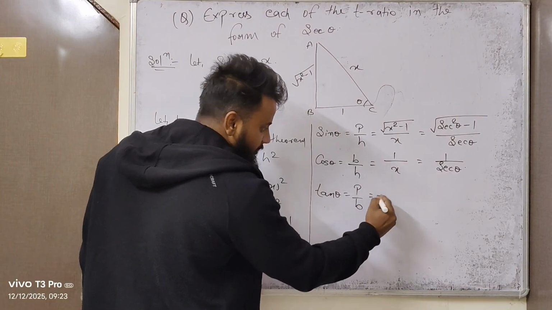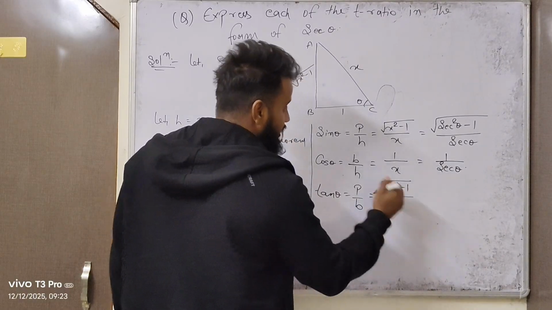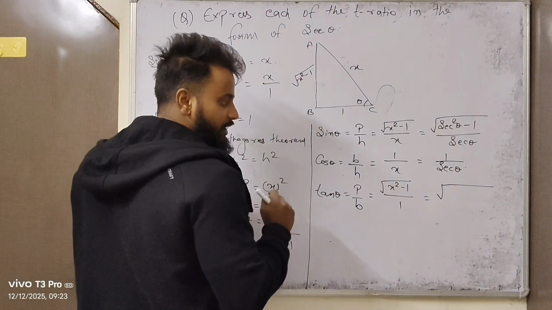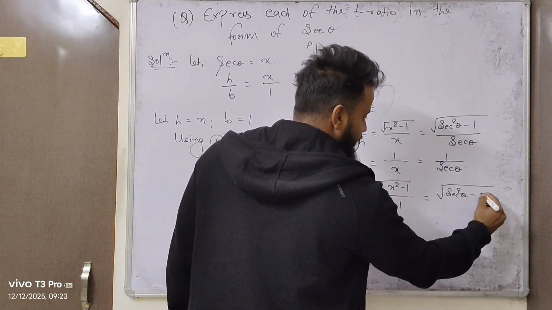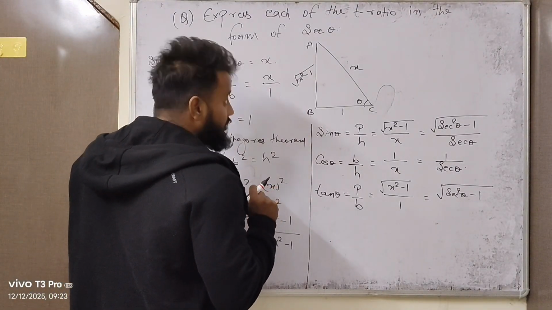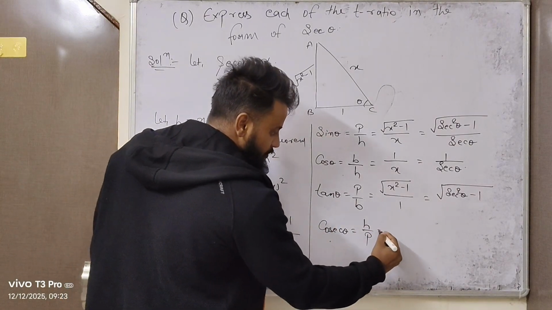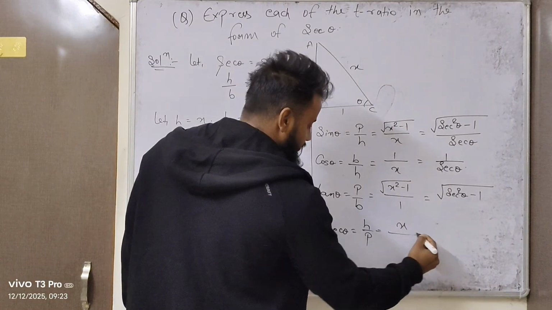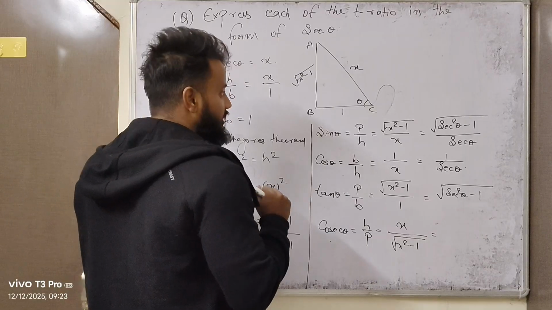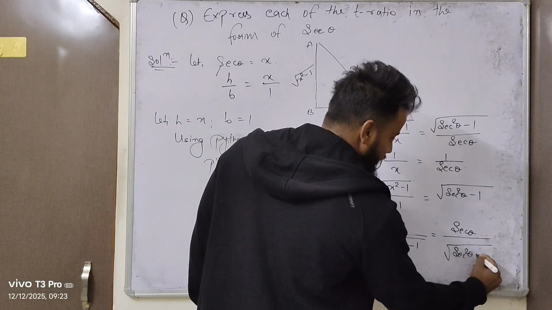Now coming to the next, that is tan theta. We know that it is p by b. Perpendicular value is root under x square minus 1, and base is equal to 1. So coming to the root, we know that the value of x is sec theta, so it will become root under sec square theta minus 1. Are you getting my point? Now coming to the next term, cosec theta. It is h by p. Hypotenuse for us is x and perpendicular is root under x square minus 1. We know that the value of x is sec theta and the value of x square is sec square theta, so root under sec square theta minus 1.